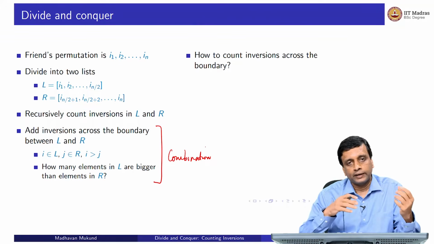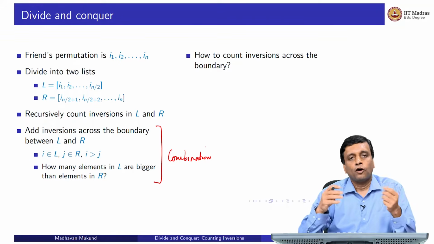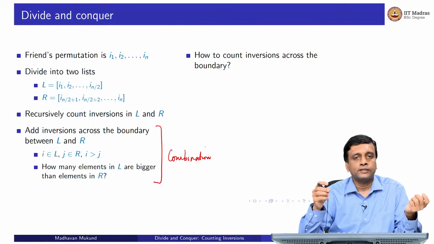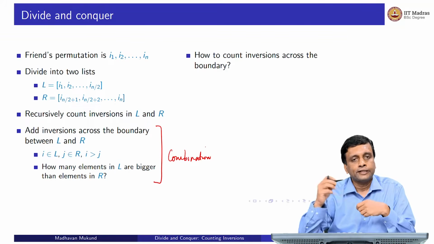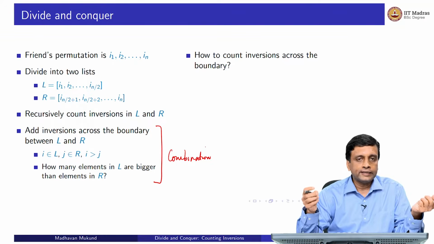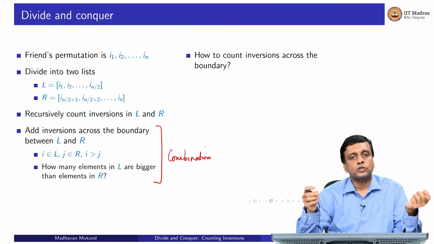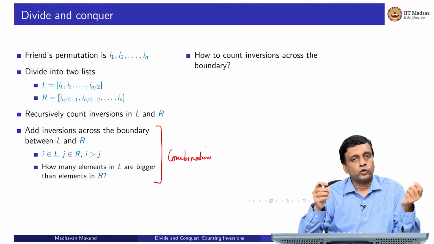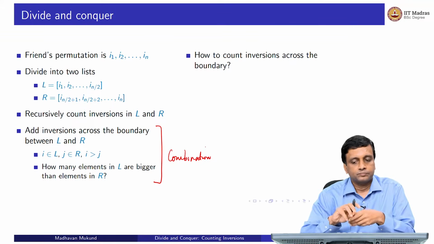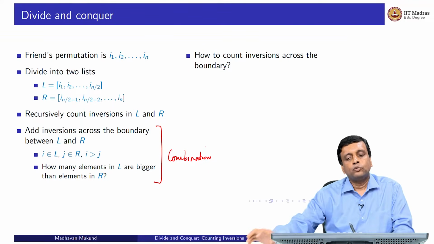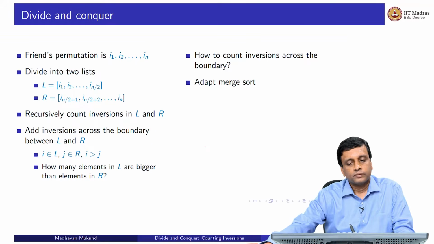So we don't want to again fall into this trap of comparing everything on the left with everything on the right and checking which is an inversion, because everything on the left is n by 2, everything on the right is n by 2, so again we will end up checking n squared pairs, right? So we don't want to do that. We want to do something more clever than that. So how do we count the inversions across the boundary?